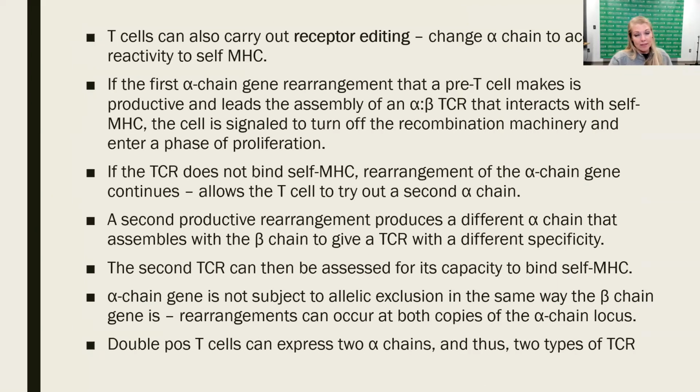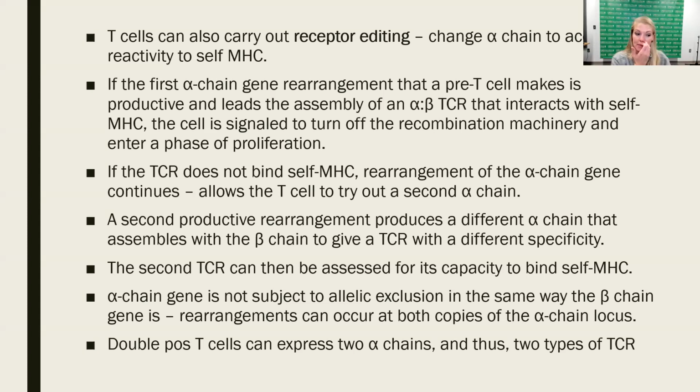There's a lot of words on this slide, and I apologize for that. But it kind of goes back to when we talked about B cells, and if the combination of the light chain and the heavy chain recognized self-antigen, the light chain could go back and try to edit its receptor. It could rearrange those genes just slightly differently to get a little bit different antigen specificity.